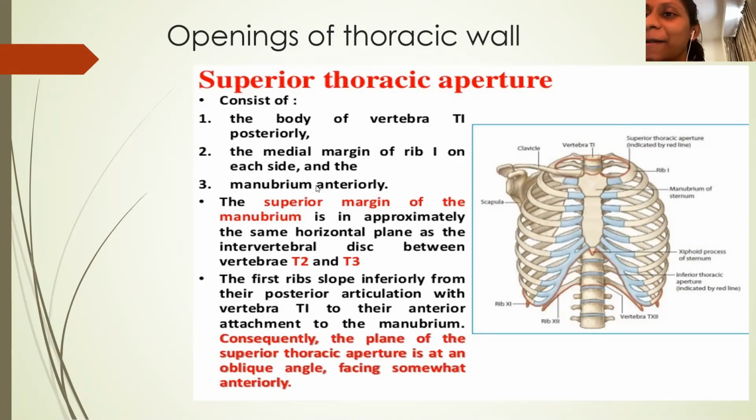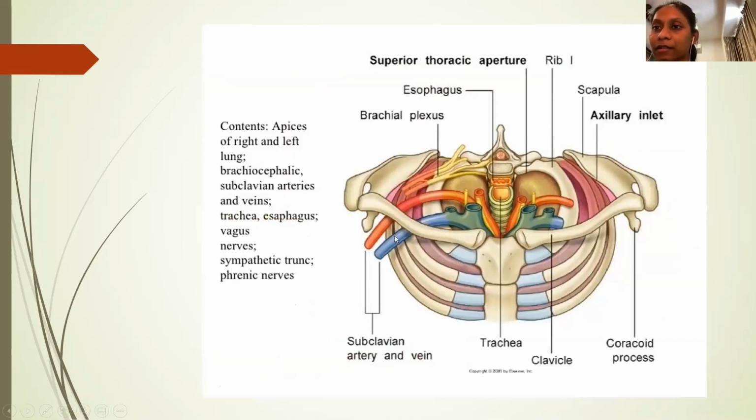Next slide. Okay, so this is a view from the top. This is the superior thoracic aperture, and these are the contents that you can see from the top.